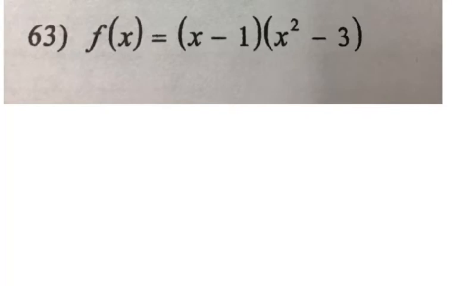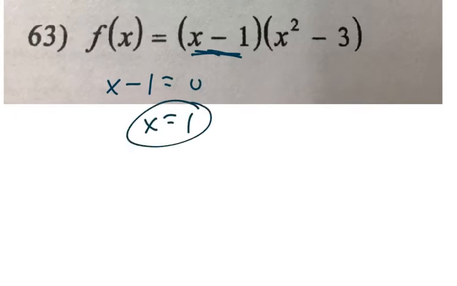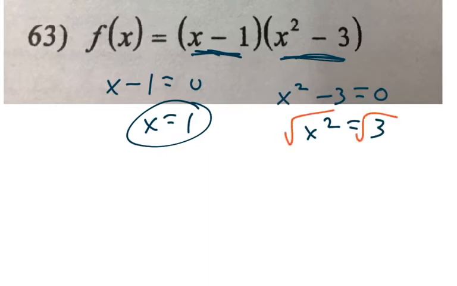All right, let's take a look at 63. What makes this 0? Of course, if x minus 1 equals 0, x must equal 1, right? What makes this 0? Well, if x squared minus 3 equals 0, that means x squared equals 3. And once I square root both sides, x is going to be positive or negative square root of 3, which is 1.732 plus or minus.